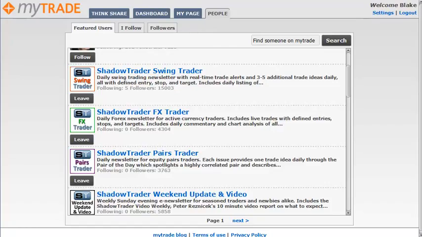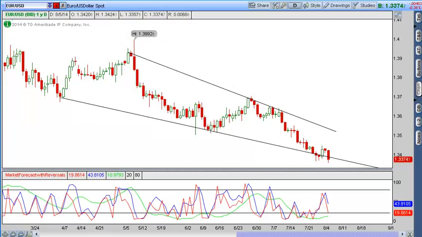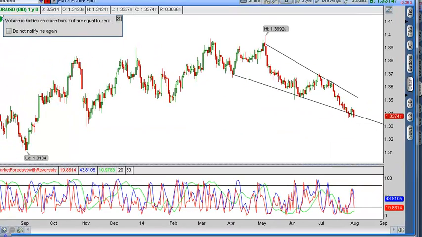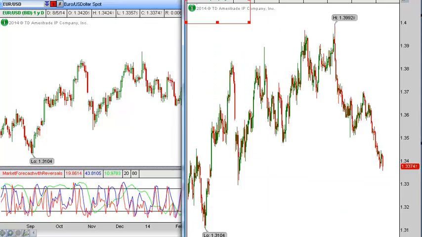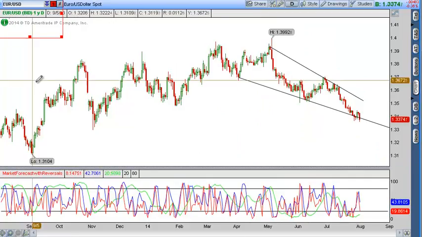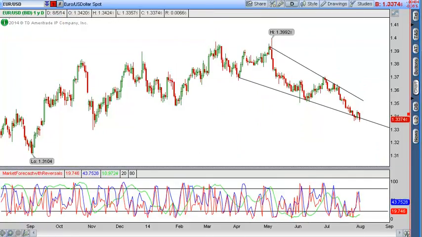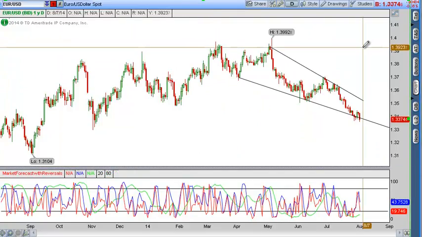Let me go over to the charts and change our image so we get a cleaner chart image here. And just going to duplicate that. That way you can see. There we go. And you should be able to see the Euro-US dollar chart right now.